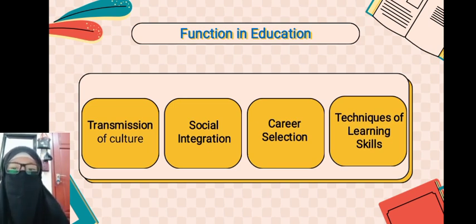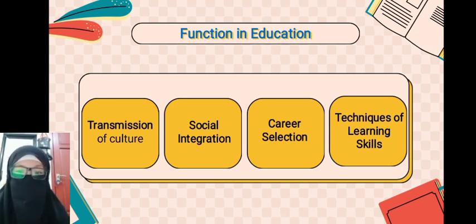And then social integration. Education unites the individual in society and creates a sense of solidarity among them. It helps individuals and groups to cooperate with one another. And the third is career selection. Education, of course, helps individuals to think about the career which they want to pursue in the future. It prepares them for future endeavors.